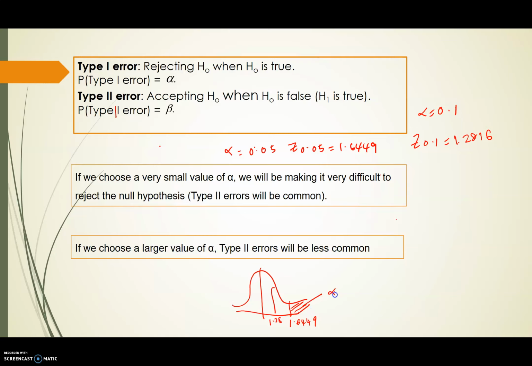So this one is for alpha 0.05. But when we increase to alpha 0.1, this is our area, the alpha 0.1 rejection region. That means if we choose a very small value of alpha, it will be very difficult to reject the null hypothesis, where our type 2 errors will be common, since this is the rejection region, while the acceptance region is over here. So this is our acceptance region.